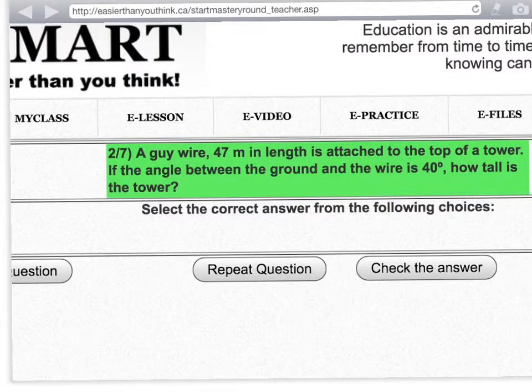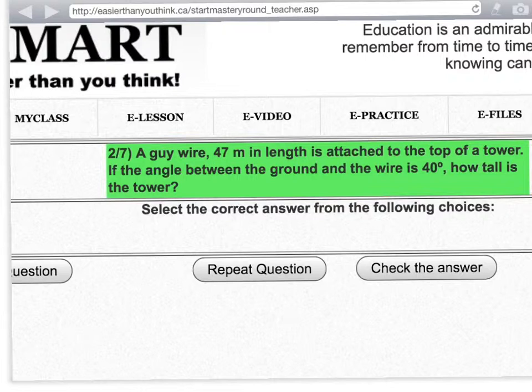Okay, the next question, we have a wire which is 47 meters. It is attached to the top of the tower. If the angle between the ground and the wire is 40 degrees, how tall is the tower? So go ahead and see if you can solve it.